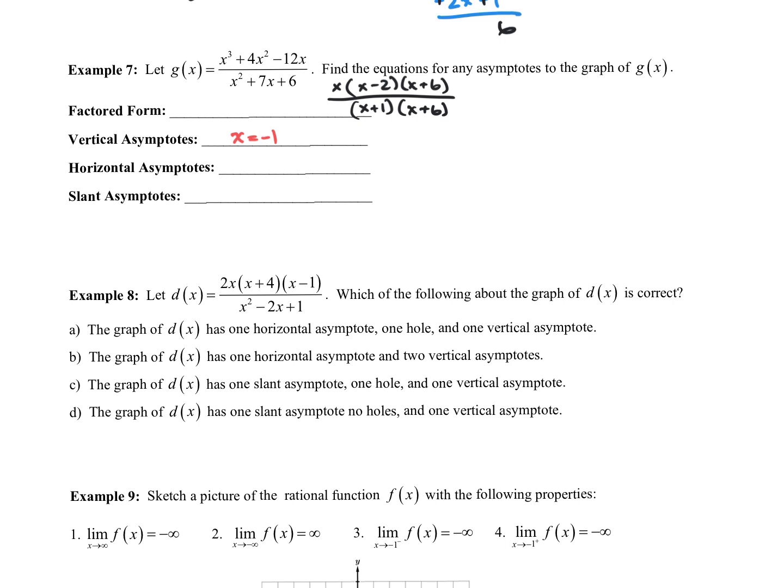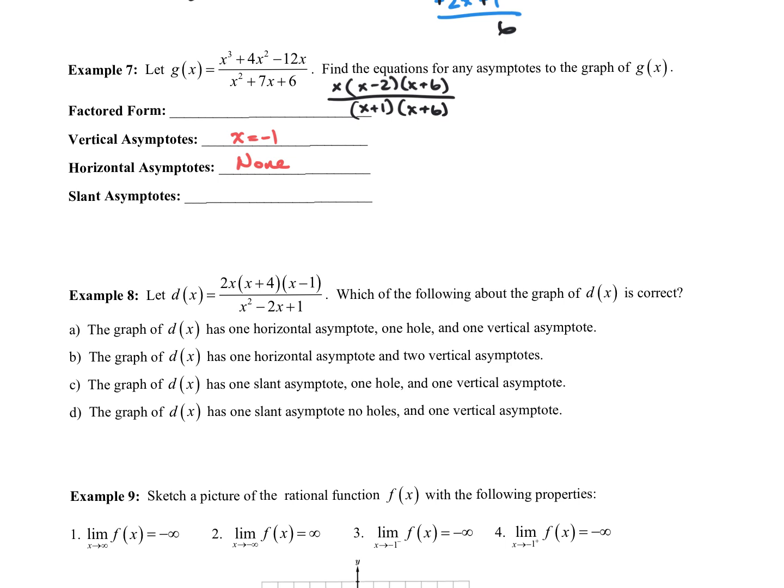All right? Now, does it have a horizontal asymptote? No. Why not? It's a slant because my higher power is in my numerator. So it doesn't have a horizontal asymptote. Does it have a slant asymptote? Yes. How do we find that bad boy? We're going to long divide. Oh my gosh, I love this.